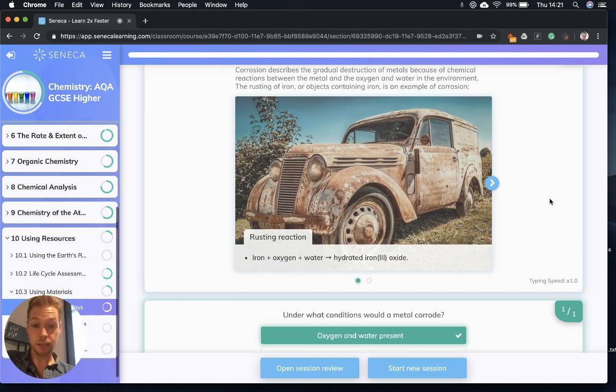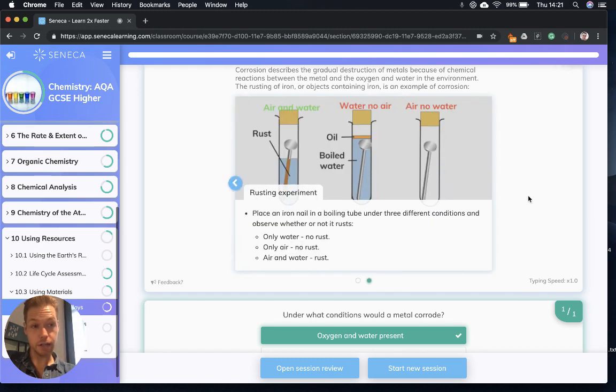And we write that 3 in Roman numerals, so like III, and that tells us the oxidation state of the iron. So iron(III) oxide, the iron has a 3+ oxidation state. Now, let's get into a bit more detail about that rusting environment.